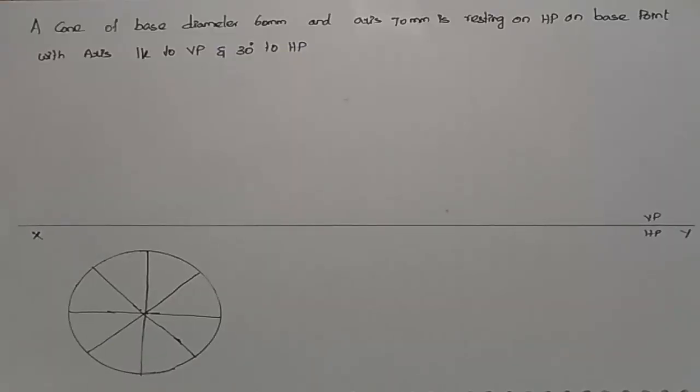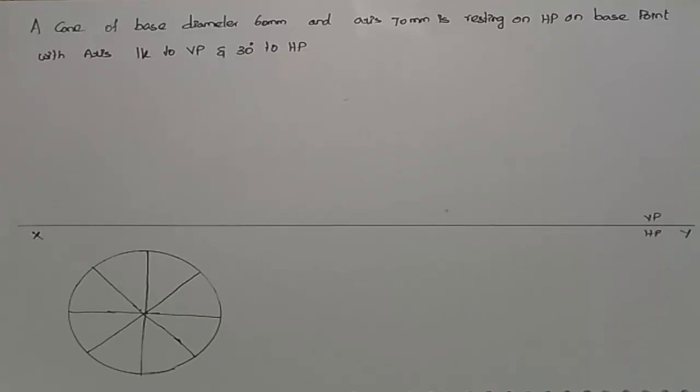Welcome you all back. Now we are going to discuss the problem of cone. So the basic difference between a cone and a pyramid is that a pyramid will have slant edges on its sides, whereas a cone will not have any edges on the sides. Instead of edges, for engineering drawing purposes we keep those generators.